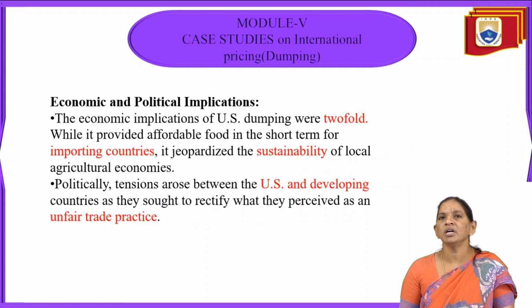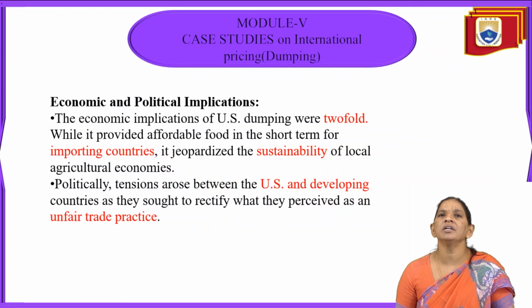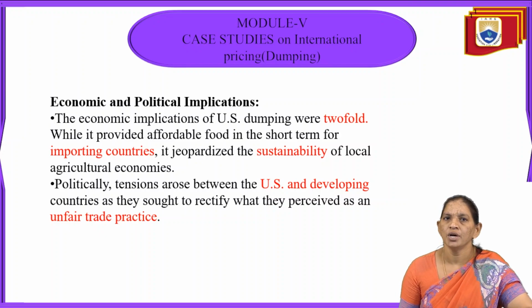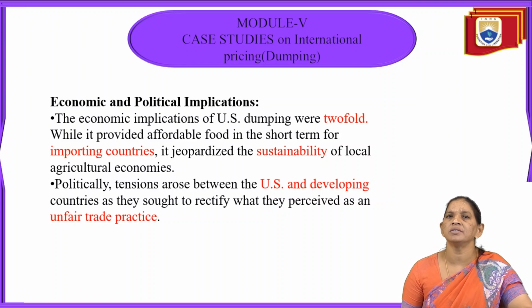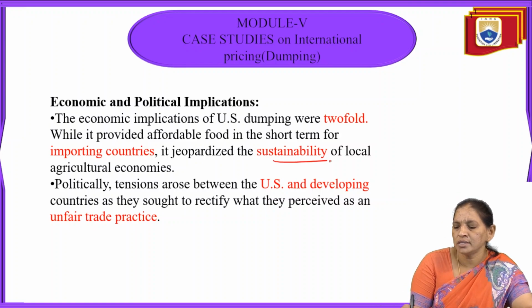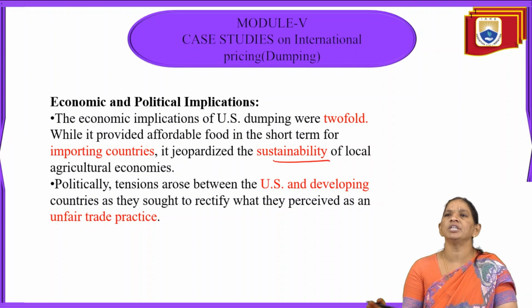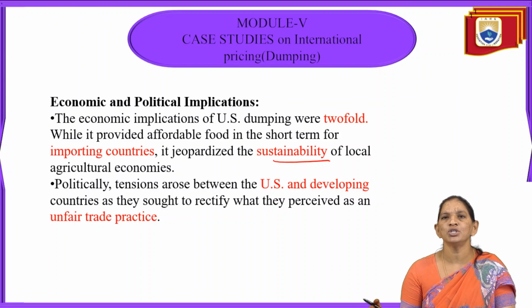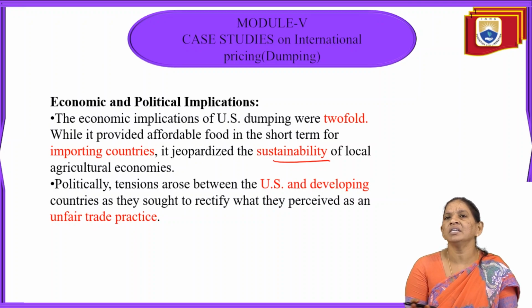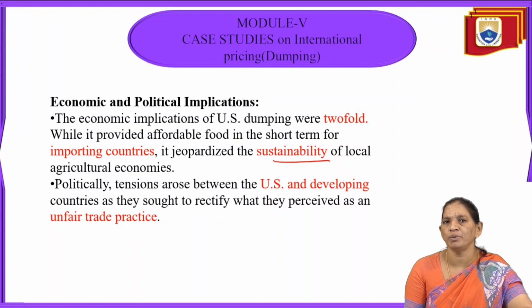So with these economic and political implications given by international forums like the World Trade Organization, the economic implications of this US dumping were of two types, or twofold effects. While providing affordable food in the short term to the importing countries, it also affected the sustainability of local agriculture. One twofold economic implication given by the World Trade Organization was that importing the goods should be in a short run, meaning the goods should be imported for a limited period. So with this, the internal sustainability of the local agricultural product will be enhanced.